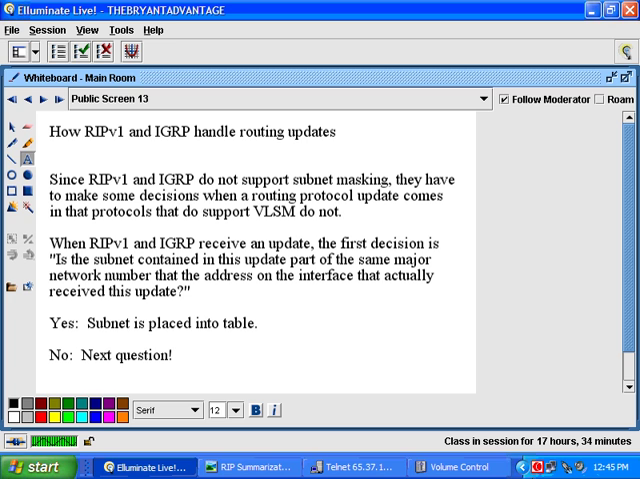They have to make some decisions when a routing protocol update comes in that protocols that do support VLSM don't have to worry about. The first decision that a router has to make, and again it's running RIP version 1 or IGRP, the question is: is the subnet contained in this update part of the same major network number that the address on the interface that actually received the update is part of? If the answer is yes, the subnet is placed into the table. If the answer is no, the answer is next question, because there is literally another question that will be asked at that point.